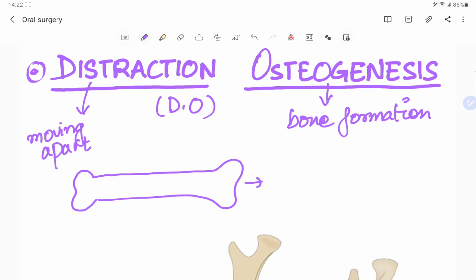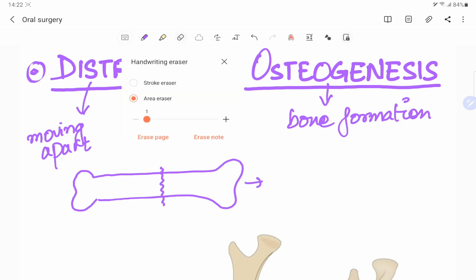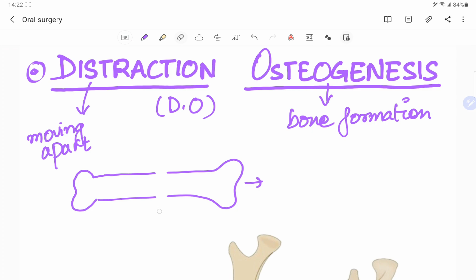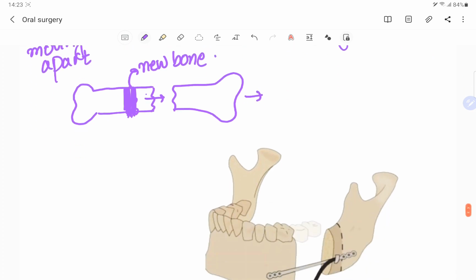Or suppose we want to increase the width of this bone. How do we do it? We prepare an osteotomy, that means we cut this bone and then we start moving the bones. We start moving these fragments. Say I have prepared a cut in this bone. Now I start moving this fragment of the bone. What happens when I start moving this bone? There is new bone formation occurring at this end. So this is a new bone which is formed. This is distraction osteogenesis.